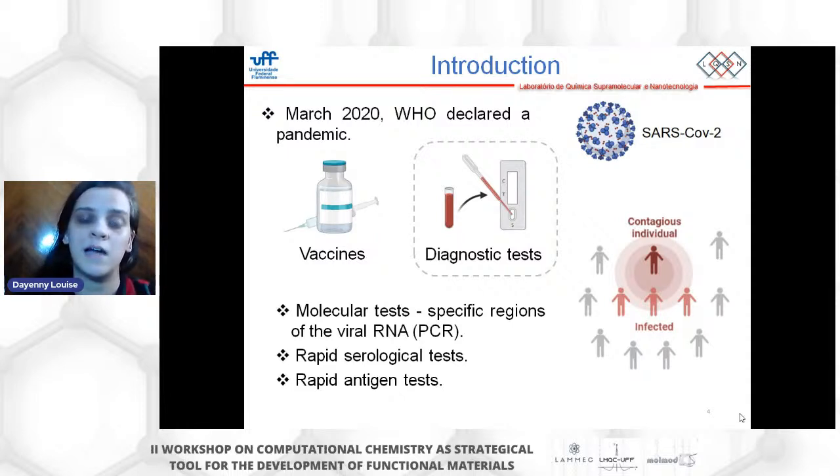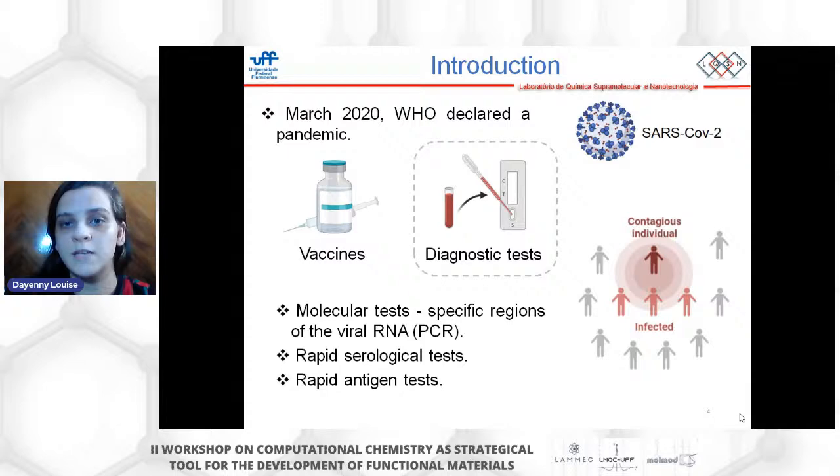It identifies specific regions of the viral RNA. But this kind of test requires a lot of time and trained personnel. So the rapid serological test and antigen test can be an alternative.